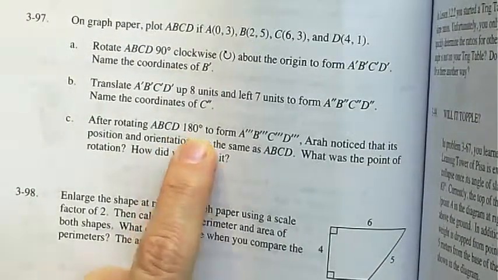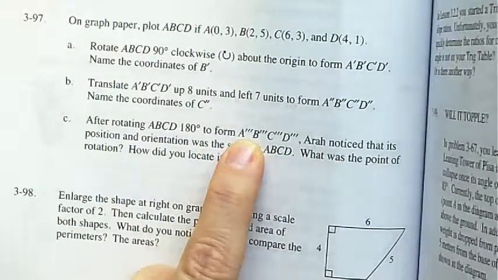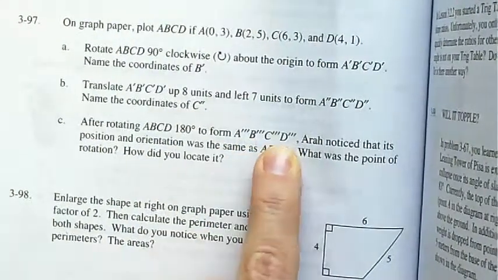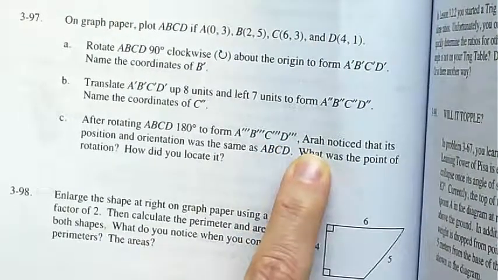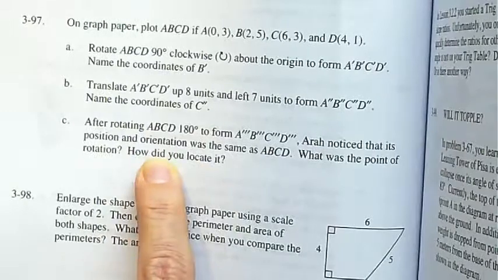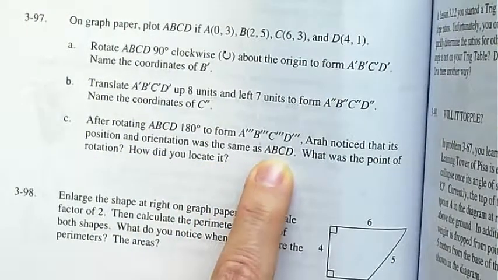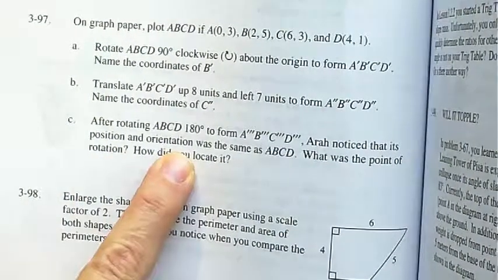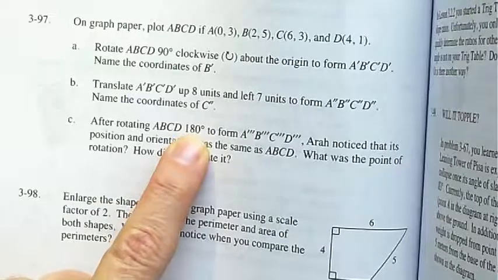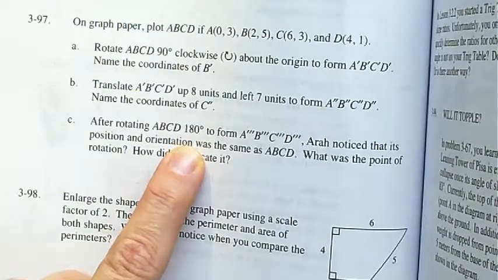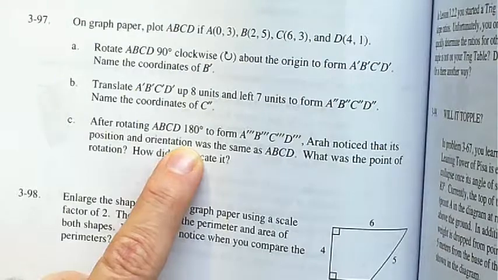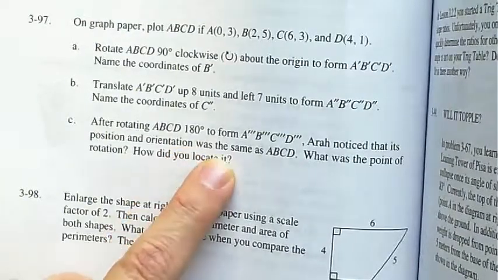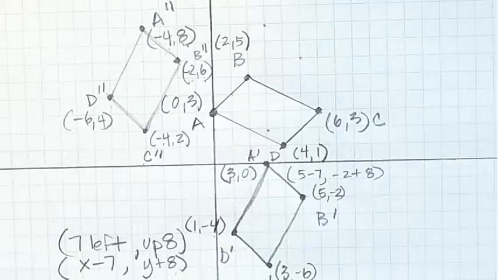Okay, part C. After rotating A, B, C, D 180 degrees to form A triple prime, B triple prime, C triple prime, D triple prime, Ara noticed that its position and orientation was the same as A, B, C, D. What was the point of rotation and how did you locate it? So he rotated it 180 degrees to get another transformation, and he noticed that it was oriented the same way as the original. So let's see.